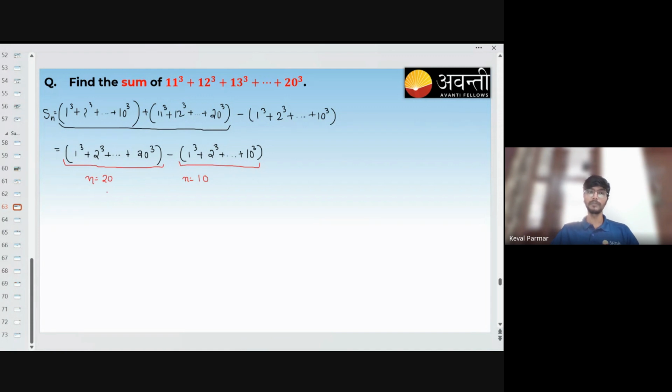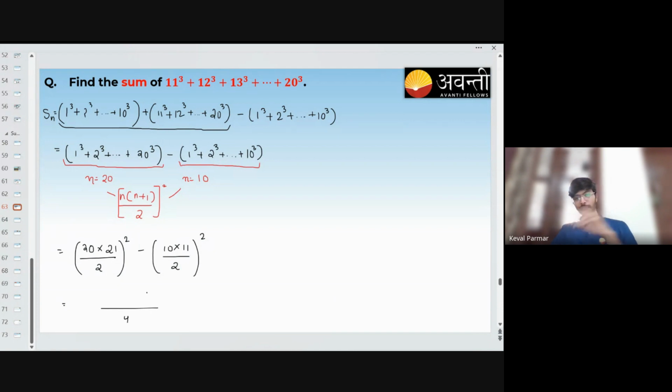So what is the formula? The formula was n into n plus 1 by 2, the whole square. So just use the formula and substitute the value of n equals 20. So here I'll get 20 into 21 upon 2, the whole square, minus 10 into 11 upon 2, the whole square. Now, as you can see, there is no need to take the LCM as the denominator is 4. We can cancel out the denominator, right? No need to write the denominator. We'll get 10 and here we'll get 5. So I can see this is 21 into 10, 210 square, minus 55 square.